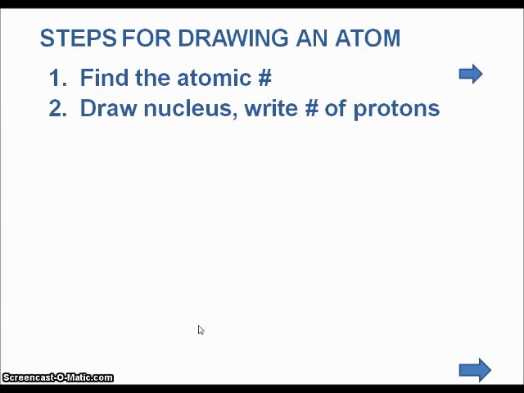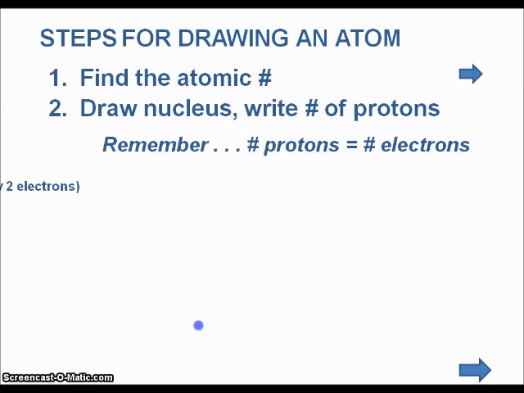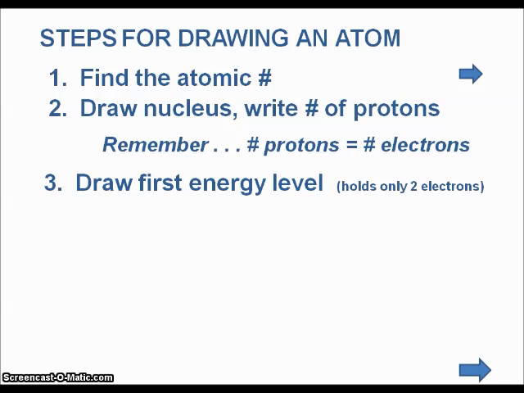Now we're going to draw the nucleus and write the number of protons inside the nucleus. This is just something that I would love you to get into the habit of doing because this really helps you be successful when drawing an atom. Always write the number of protons in the nucleus so you know how many protons are there. The next step is to draw the first energy level. That circle that goes around that nucleus, draw that one first.